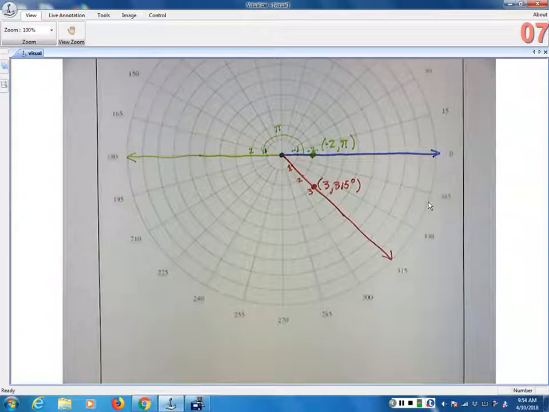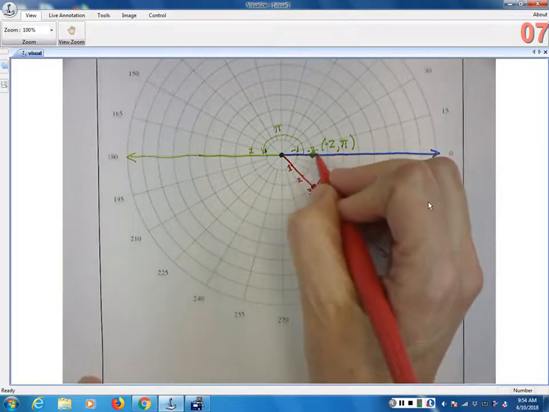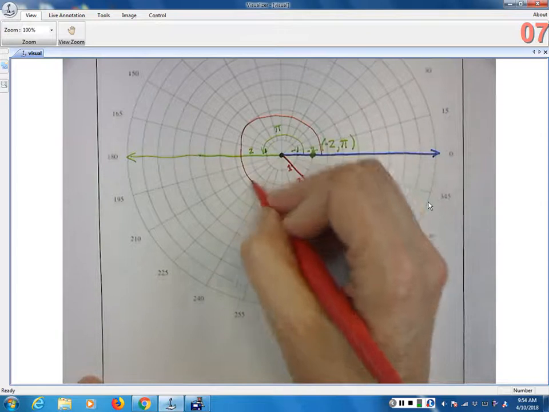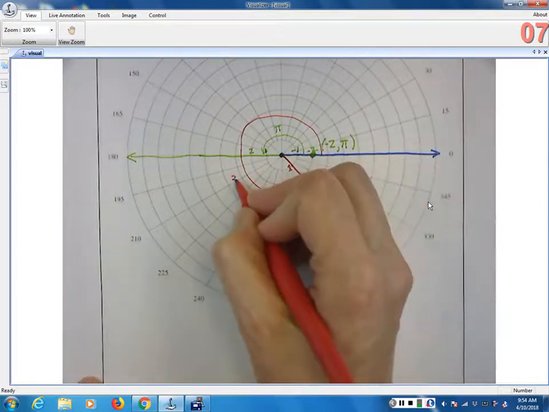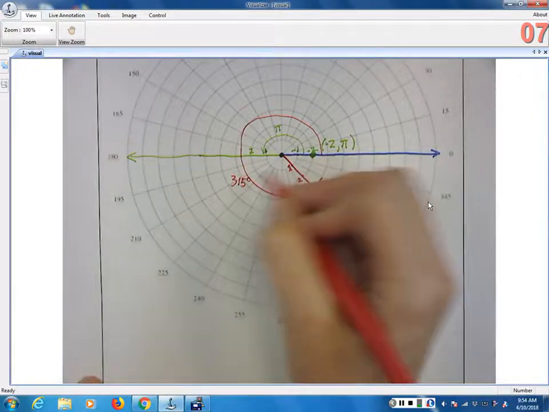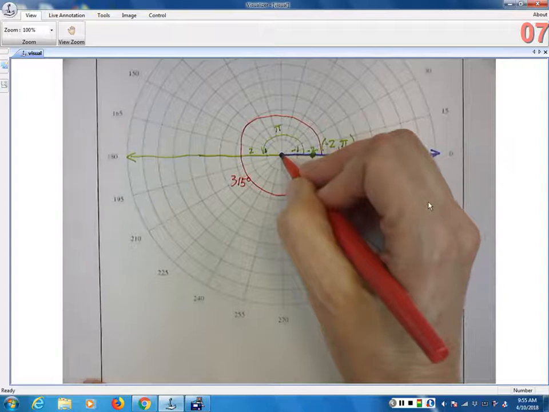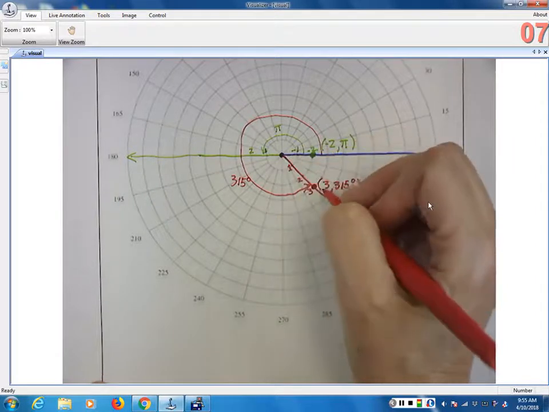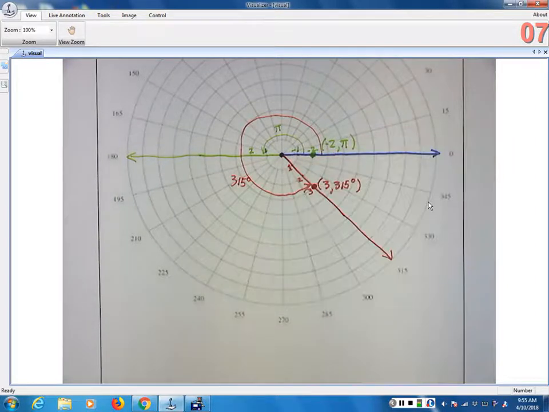So do we always put that line going to the right first? We always do the angle first. So here, this angle was 315. We did the angle first, and then we start at the pole, and we count our r. Okay?